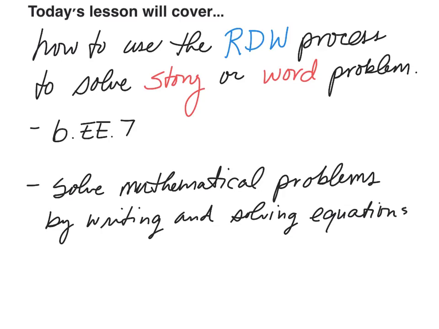Our math mini today will cover how to use the RDW process to solve story or word problems. The standard that we are covering is 6, expressions and equations 7. In this particular standard, the skill being covered is solving mathematical problems by writing and solving equations. It is very important that you use your background knowledge and understanding to be able to understand this process.